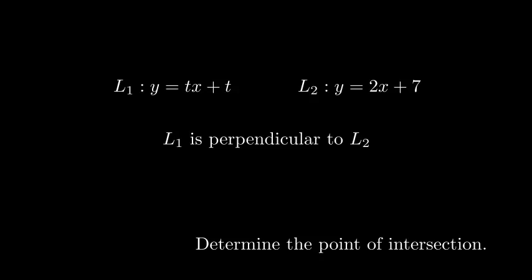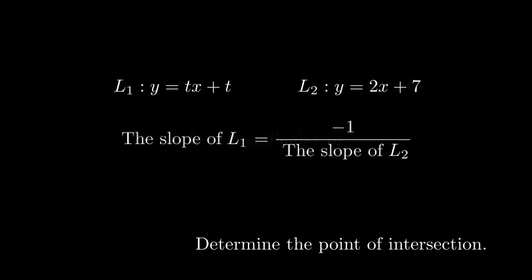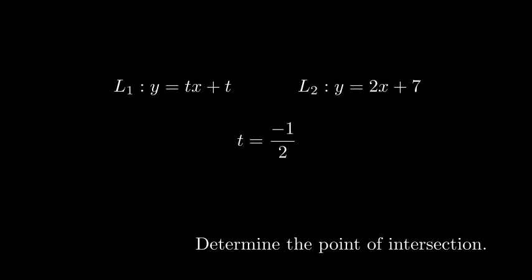So let's apply the definition of perpendicular lines. And we get that the slope of the first line is equal to -1 over the slope of the second line. But here we're lucky. Both our lines are in slope-intercept form, so it's really easy to find the slope of the first line and the slope of the second line. The slope of the first line is just t, and the slope of the second line is just 2. So we get that t is equal to -1/2. Now that we know the value of t, we now know the exact equation for the first line. y = -1/2 x - 1/2.